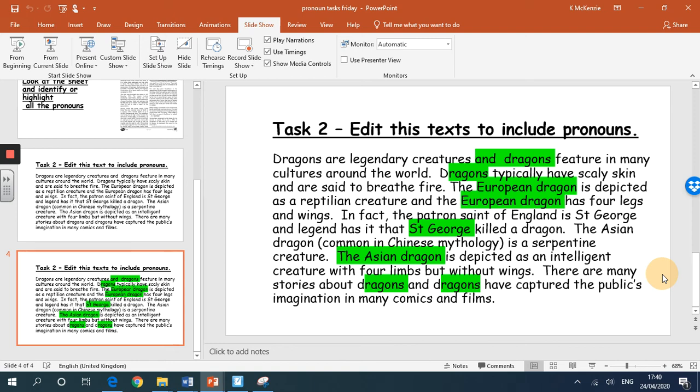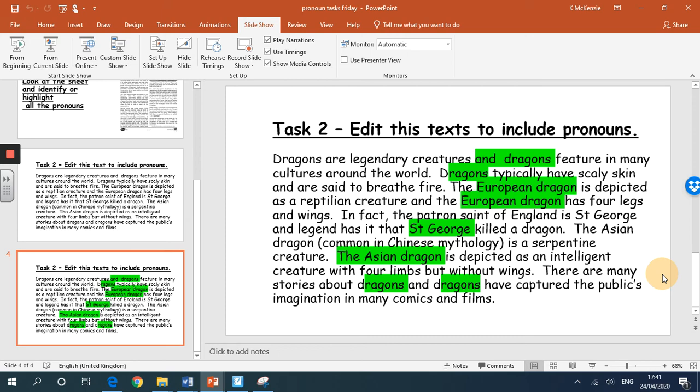The Asian dragon, common in Chinese mythology, is a serpentine creature. Right, I don't need Asian dragon in the next sentence again, so I'm going to put it. Again, there's only one dragon, so I just need one. I don't need a plural pronoun, I just need it. It is depicted as an intelligent creature with 4 limbs, but without wings.